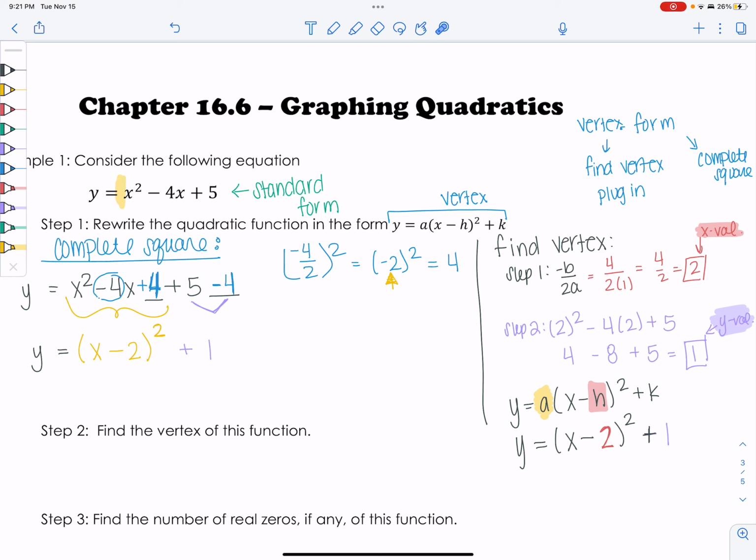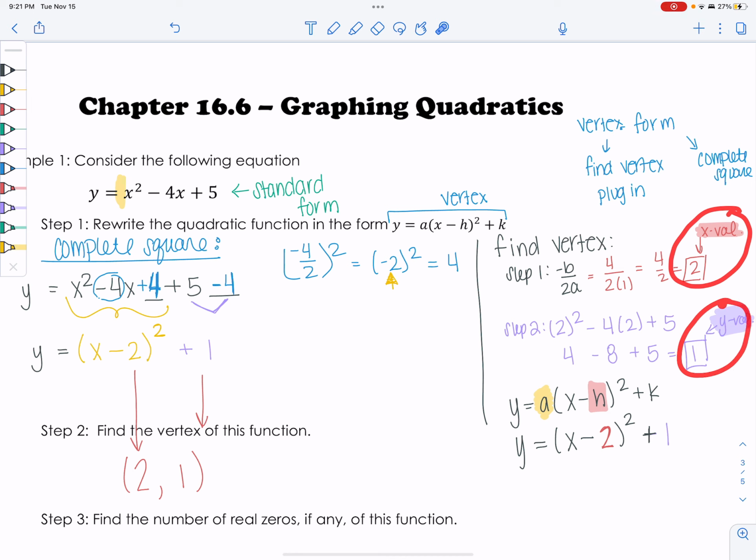Now, step 2 says, okay, well, find the vertex. Well, I found the vertex over here, but had I not done that method, I would be able to pull my vertex out of vertex form. That's the whole point of it. And so the vertex, if you use vertex form, change the sign of h, so that's going to be 2, keep the sign of k, which is 1. Or, had you done it over here, we got the x value is 2, y value is 1. You would just write those down.